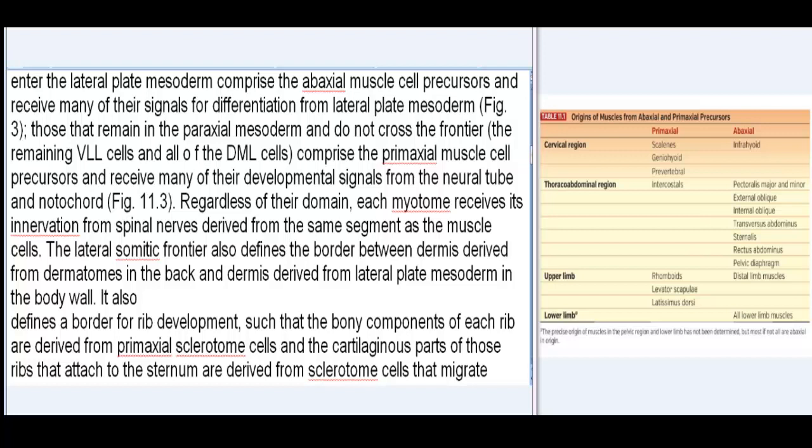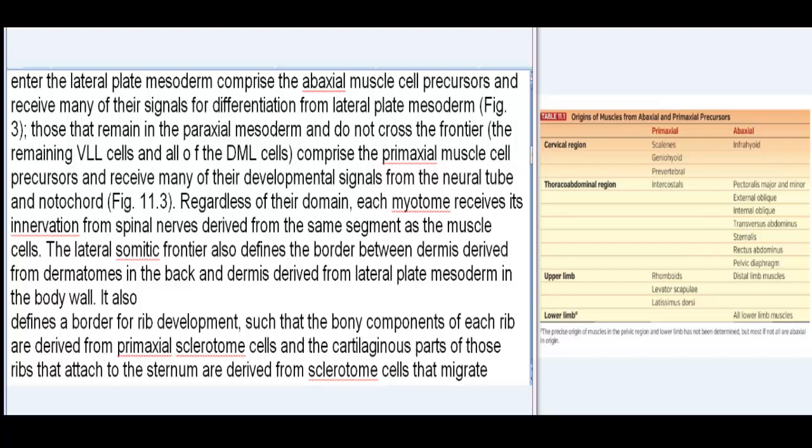those that remain in the paraxial mesoderm and do not cross the frontier, the remaining VLL cells and all of the DML cells, comprise the paraxial muscle cell precursors and receive many of their developmental signals from the neural tube and notochord, Fig. 11.3. Regardless of their domain, each myotome receives its innervation from spinal nerves derived from the same segment as the muscle cells. The lateral somitic frontier also defines the border between dermis derived from dermatomes in the back and dermis derived from lateral plate mesoderm in the body wall.